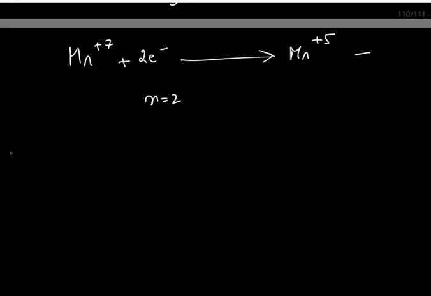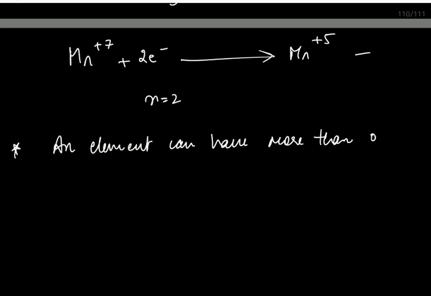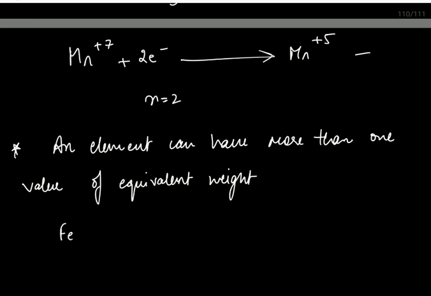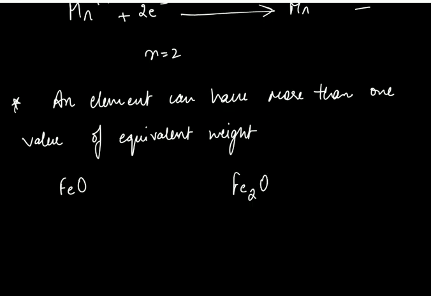So I'll write this point: an element can have more than one value of equivalent weight. An example that we can take is FeO, which is ferrous oxide, and another one, Fe2O3, ferric oxide. If you can see, the oxidation number of iron over here is +2, and over here it is +3. You can see from the formula that oxygen is always -2.